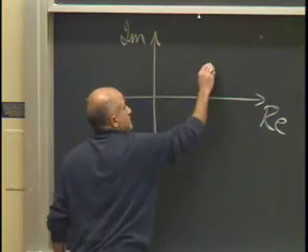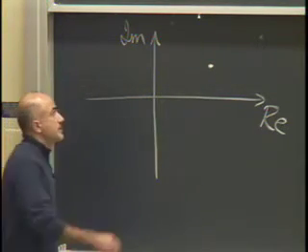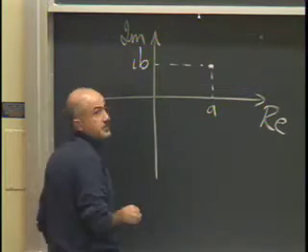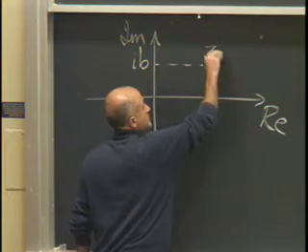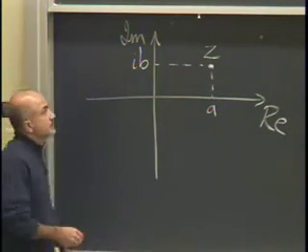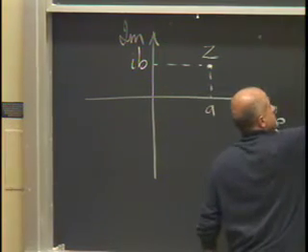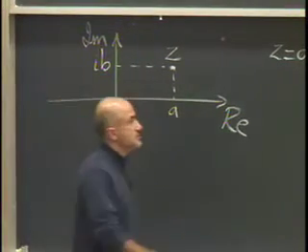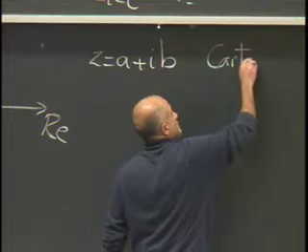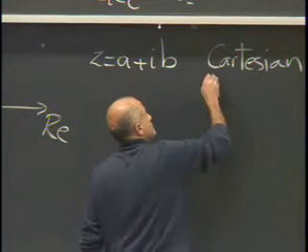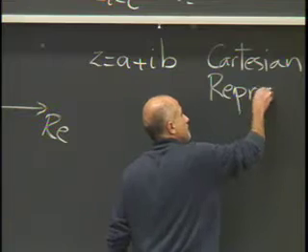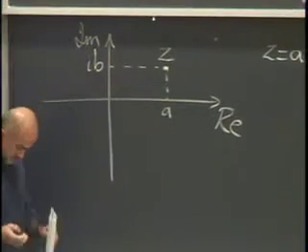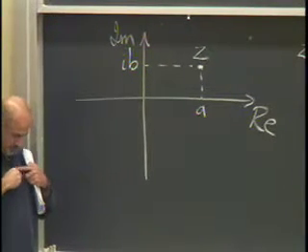So I pick a number in the complex plane. It has a real component. It has an imaginary component. And let's call this number z. That's the number z. So I can write z as a plus ib. That's straightforward. This is the Cartesian representation of the complex number.